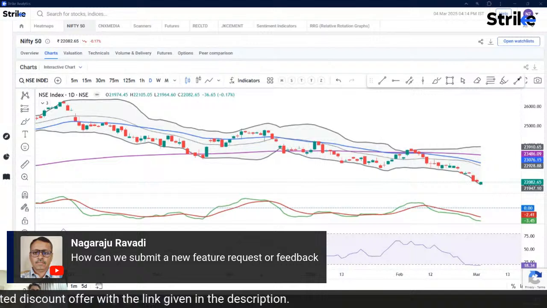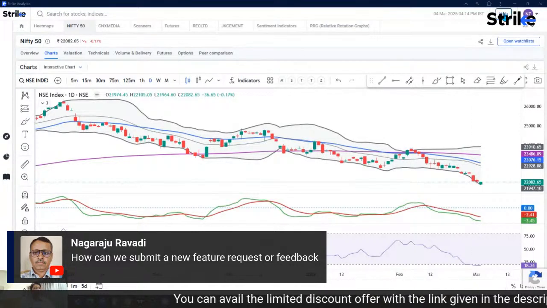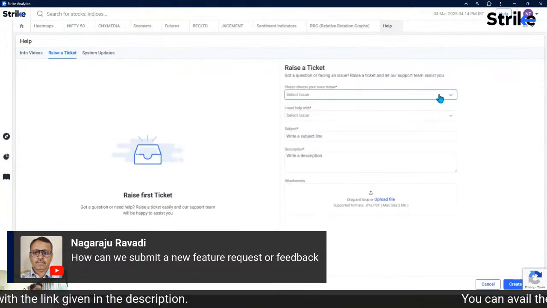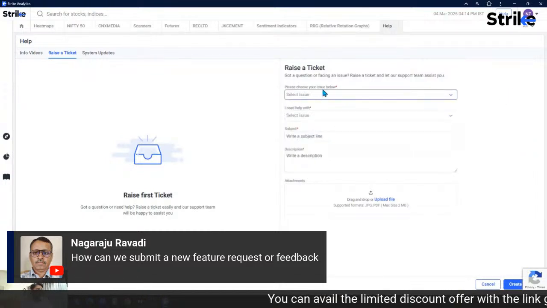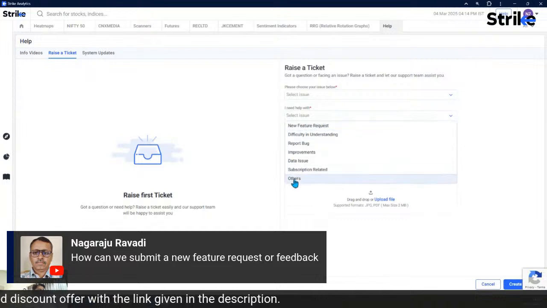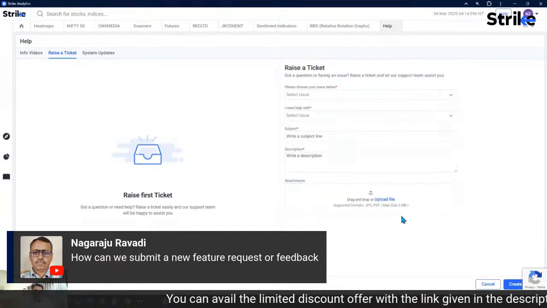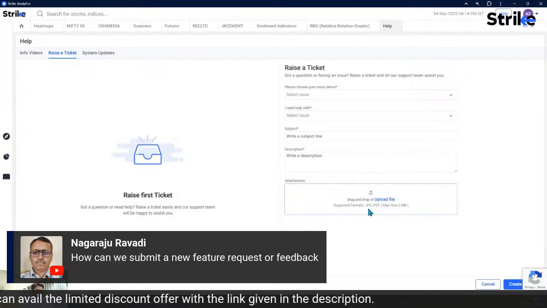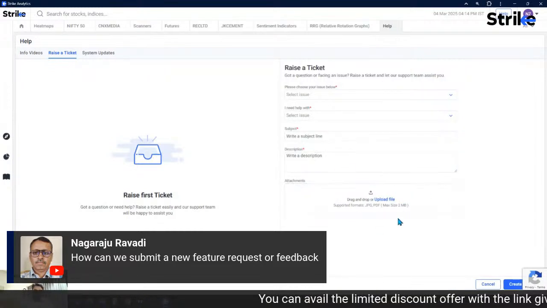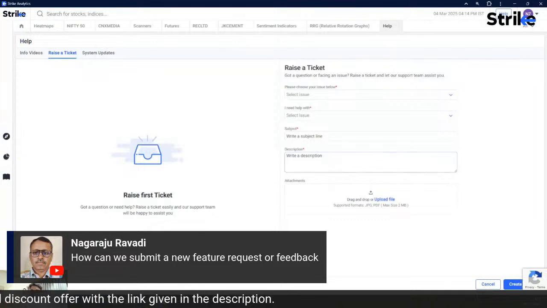How can we submit a new feature request or feedback? So yes, Nagaraju ji, there is this help section over here, and in this help section you can see there is something called raise a ticket. In this you can select an issue or any recommendation, whether it is feedback, a new feature request, or a bug. Write down a subject and a description. If you are raising a ticket, you can upload a jpg or a pdf file relating to the problem, so that if we look at the image, we will be able to help you better. So from here, you can raise a ticket, Nagaraju ji, and let us know.